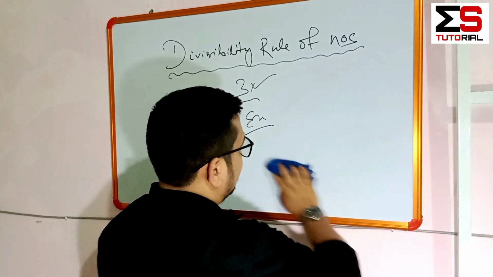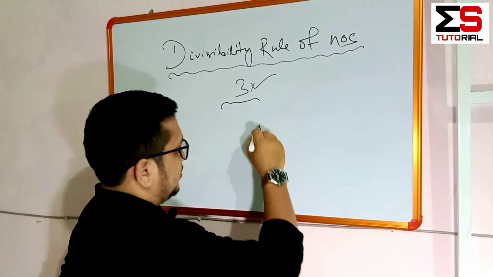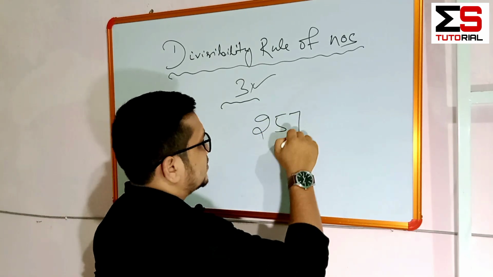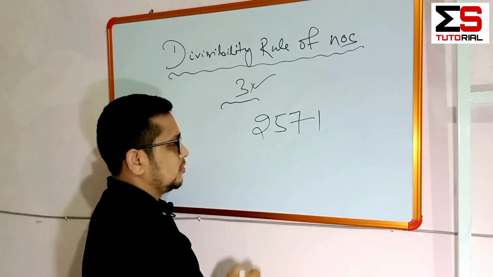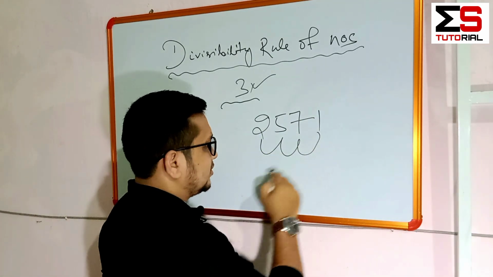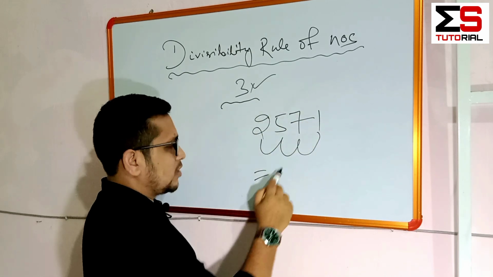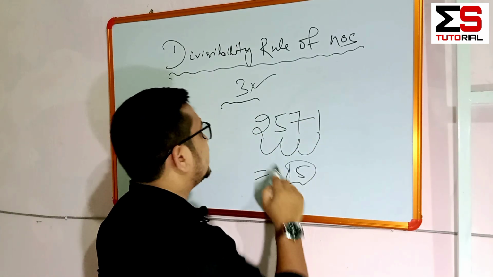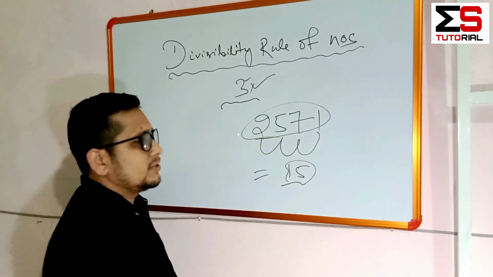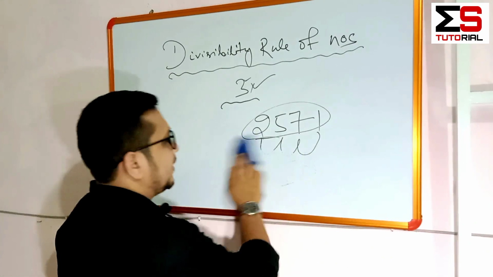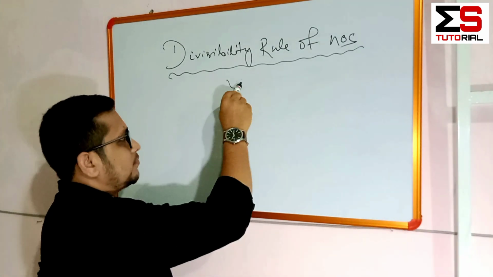I am giving such an example which will definitely be divisible by 3, that is 2571. So the summation of all the digits will be 2 plus 5 is 7, 7 plus 7 is 14, plus 1 is 15. Here 15 is divisible by 3, so the entire number will be divisible by 3. Next, divisibility rule of 4.